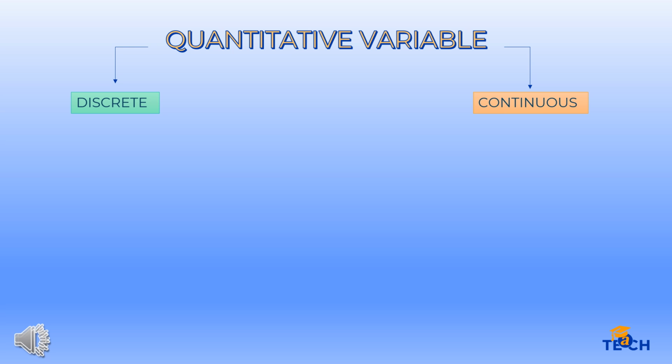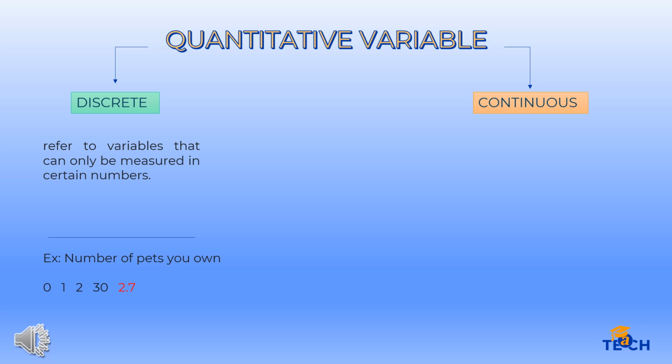There are also two types of quantitative variables. There is discrete and continuous. Discrete variables refer to variables that can only be measured in certain numbers. An example of this is the number of pets you own. You can own 0 pets, 1 pet, 2 pets, or even 30 pets, but it's impossible for us to own 2.7 pets.